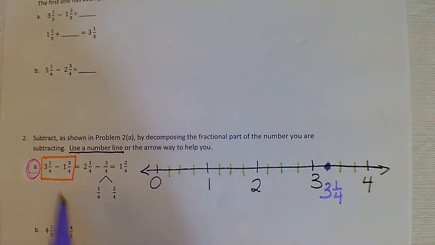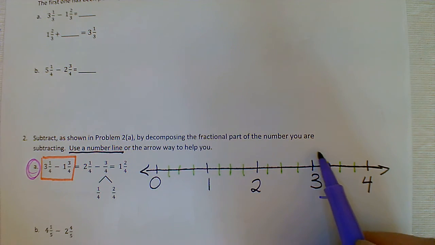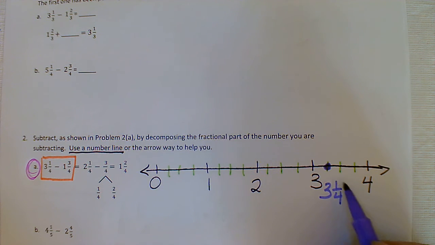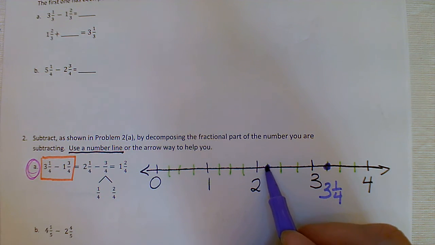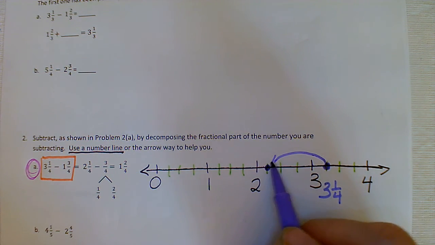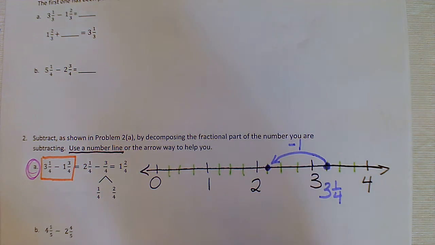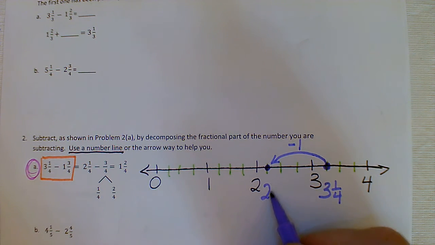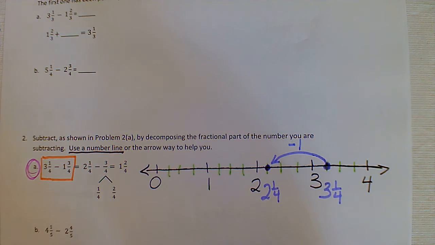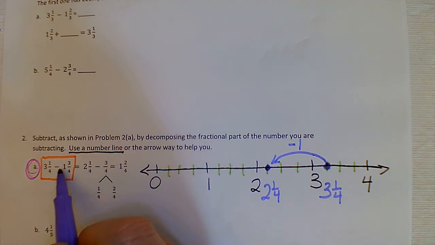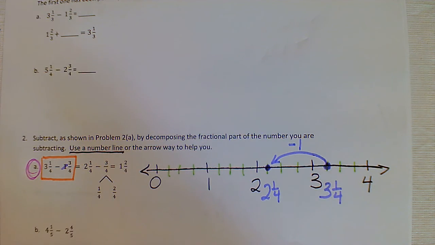So the first thing that I want to do is, since I'm subtracting 1 3/4, I'm going to hop down 1 whole. So 3 1/4 becomes 2 1/4. See, if I subtract 1 from 3, I get 2. So I'd have 2 1/4, and that's going to be right here. So that's subtracting 1, and that lands me at 2 1/4. I'm going to go ahead and write that in because I like to do that. So now I subtracted that 1. Now I need to subtract 3/4.